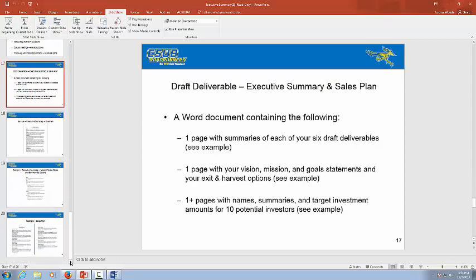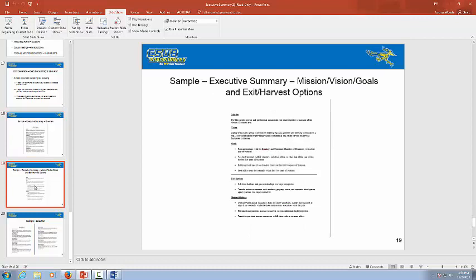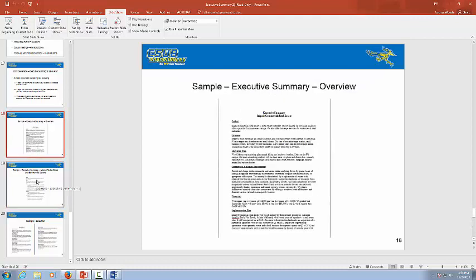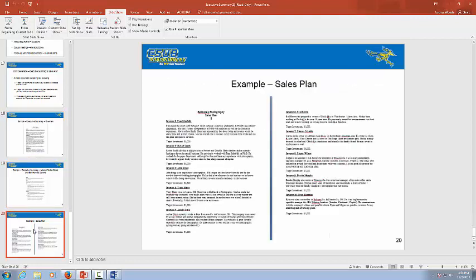These last 3 or 4 slides here are basically illustrations of what the deliverables used to look like. So this is the 2-page version of the executive summary. And I used to have you guys develop a sales plan as well, which basically identifies 10 potential investors and writes a sentence about each as to why they're a target investor and has a target investment amount that you're trying to get from each of them.